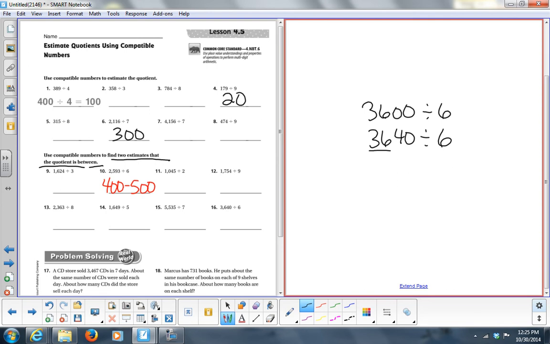It is not the exact answer. It's a low. 3,600 is less than 3,640, right? Yeah, it's a low. 0 is less than 40? No, Heather? Okay. This is my low number. 36 divided by 6 is 6. 2 zeros. That is my low number. Okay, now I need to jump up to the next one.